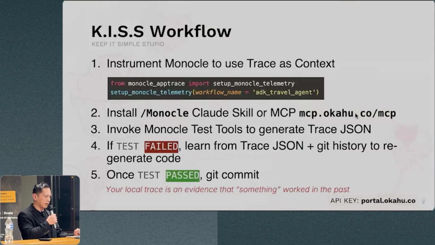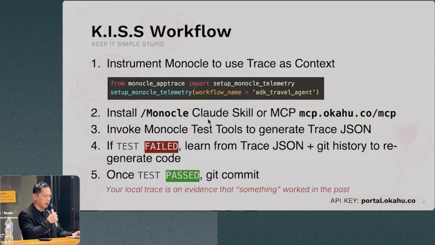So this is one example on your laptop. I call it the KISS workflow: keep it simple, stupid. The reason is you instrument Monocle by putting 2 lines of code right here, Monocle app trace, and then you set up Monocle telemetry, and that's how it starts. Just these 2 lines of code are good enough to instrument your applications.